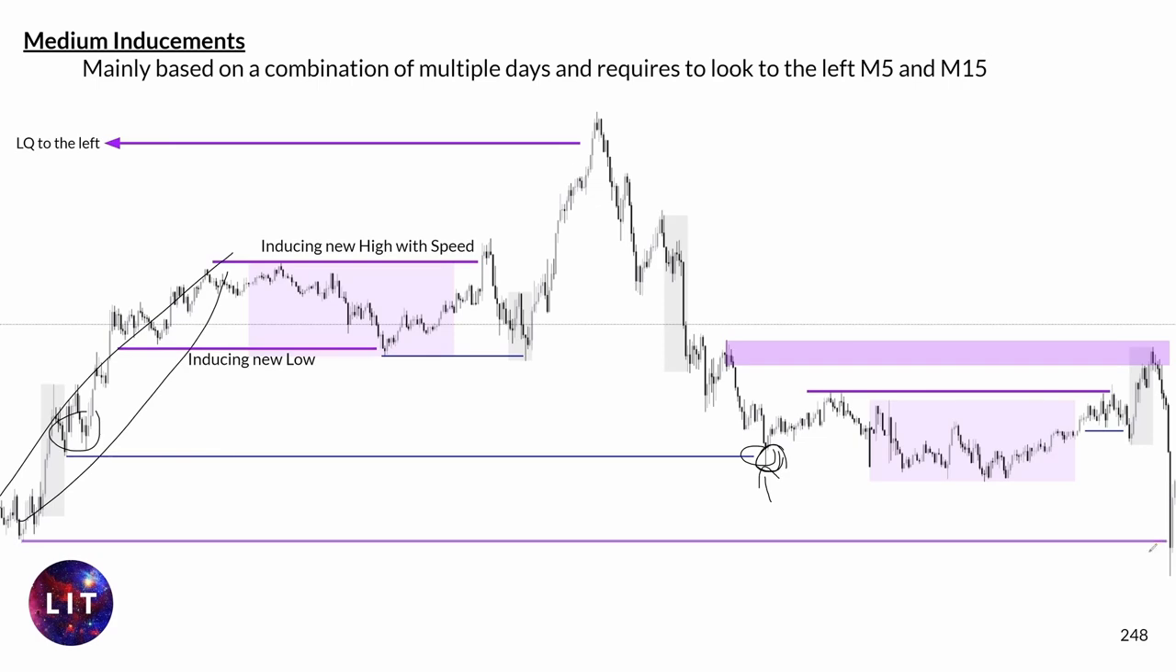Okay, and then of course, the main thing is we aim for the medium inducement in here, which is the whole push that obviously led to the whole new highs in here. That becomes the liquidity area. Again, you should target that, and of course, that's where price heads next.